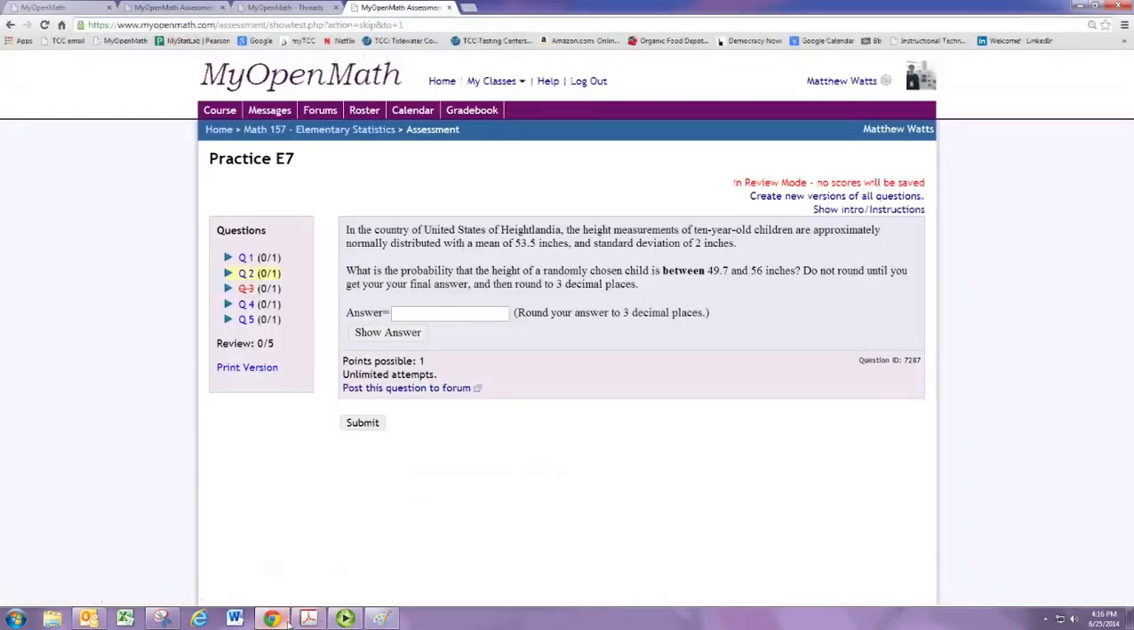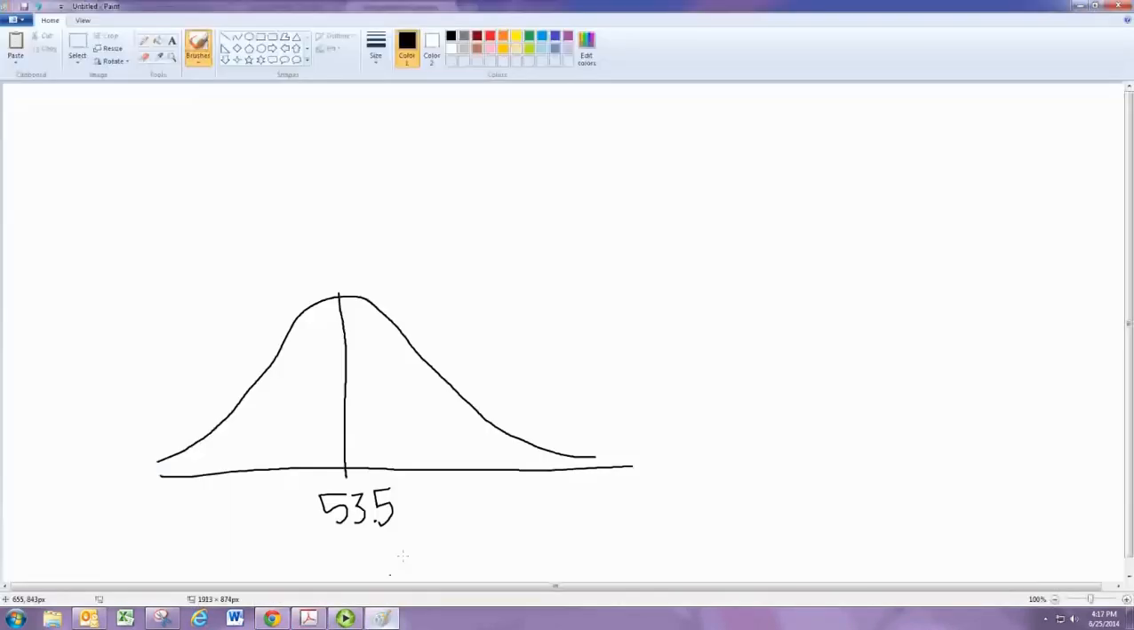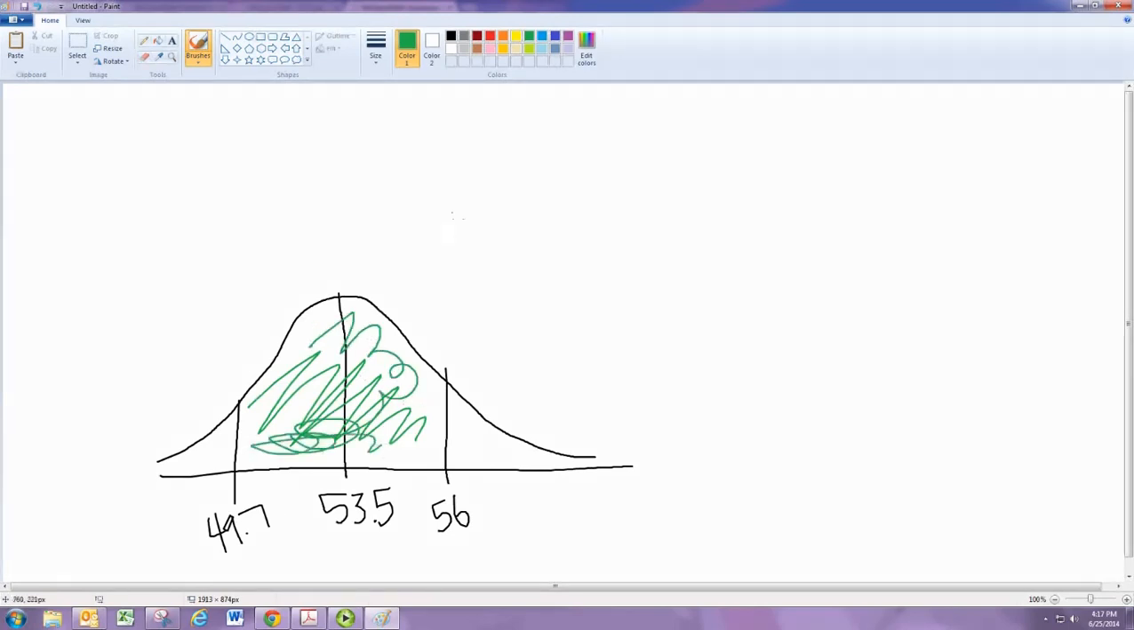Now, the problem says we want to find the probability that the height is between 49.7 and 56. So 49.7 would be somewhere on the left. And 56 would be somewhere on the right. And we want to find the probability or the area there between those. So, just like before, we'd use the normal CDF command in the graphing calculator, or the norm dist command in Excel to find that probability for area.